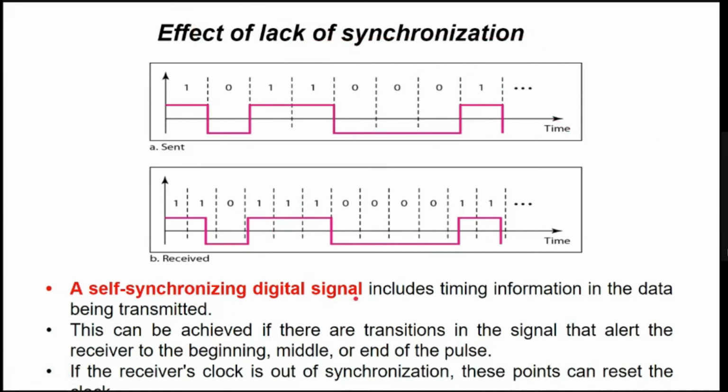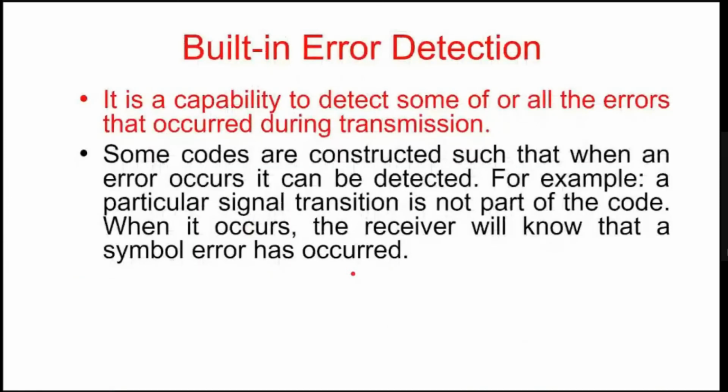So for synchronization, digital signals include the timing information of the data being transferred. Why is it so? Because this can be achieved if there are corresponding transitions in the signal that alert the receiver to the beginning, the middle and the end. So it is continuously watching the ratio of the beginning stage, middle stage and end stage. It should be equal on the receiver side also. If it is not, there is a lack of synchronization, so the data will not be equal between the source and the destination.